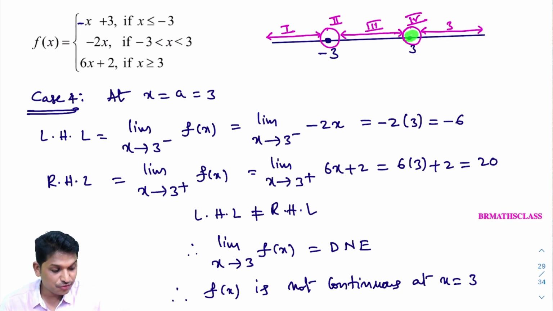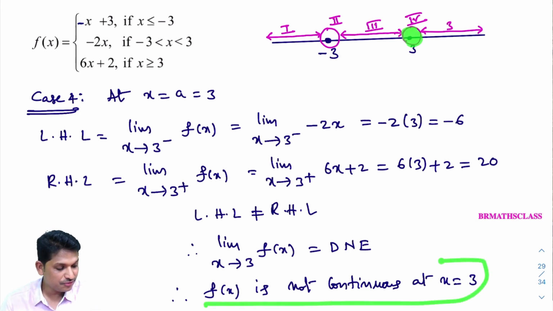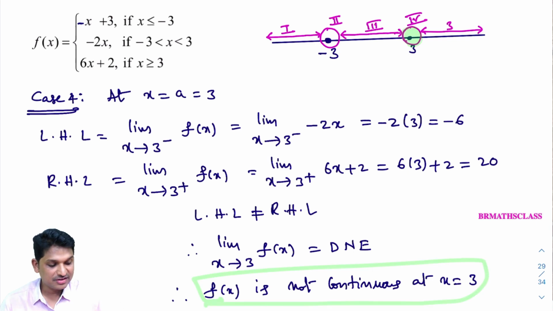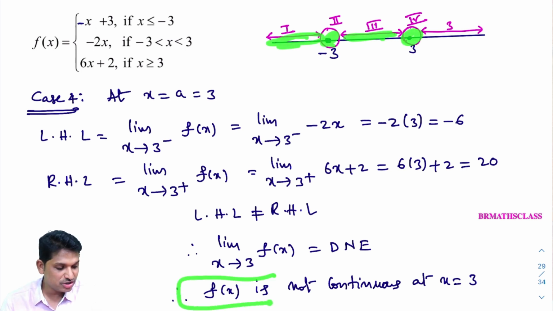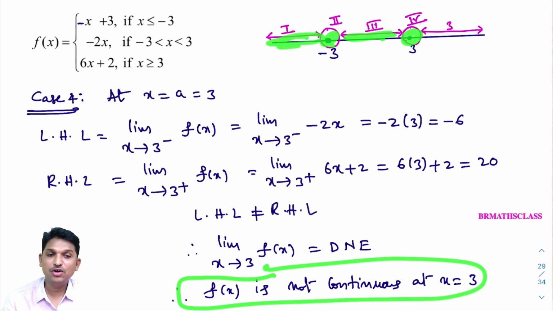You see here, this is case 4. In case 4, we got that point of discontinuity. So we searched in case 1, case 2, case 3, and everywhere it is continuous. I checked at 3 and got that it is discontinuous. In the question, what are they asking? Find all points of discontinuity. I got 1 point.